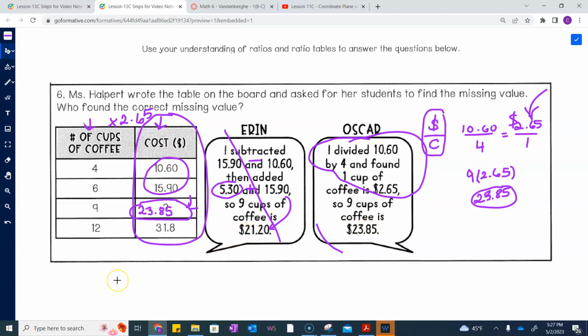All right, so we have here how to organize data in a 2-column table so you can make ratios or easy comparisons and use those comparisons to find missing values in a ratio table.